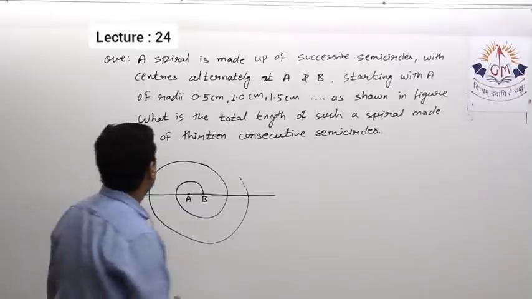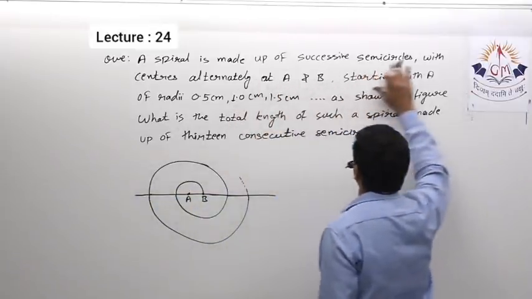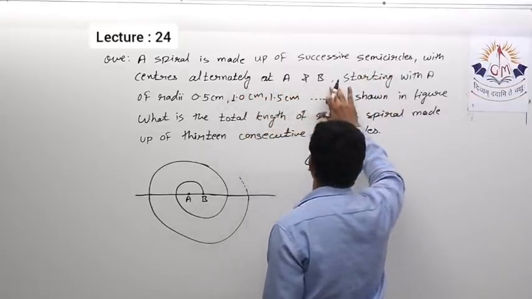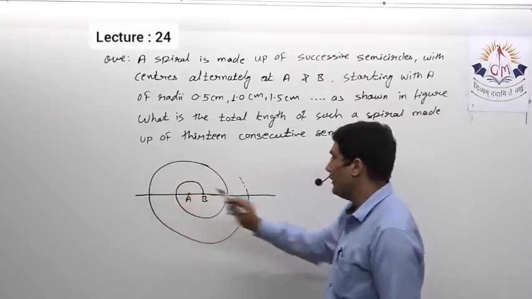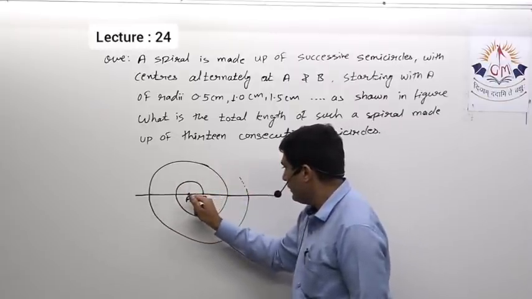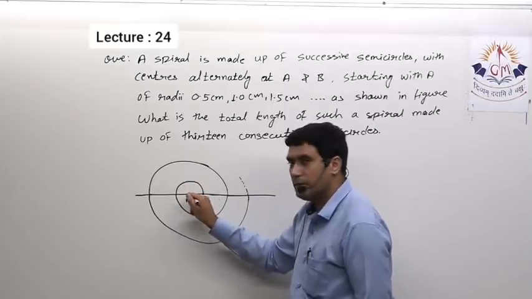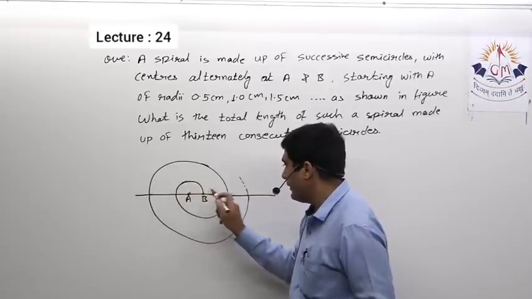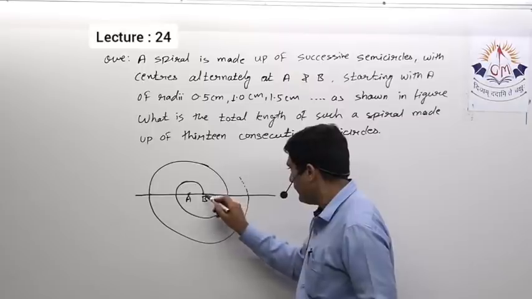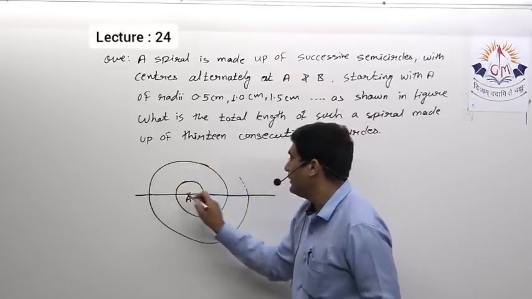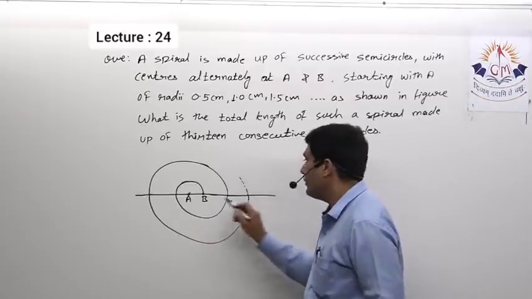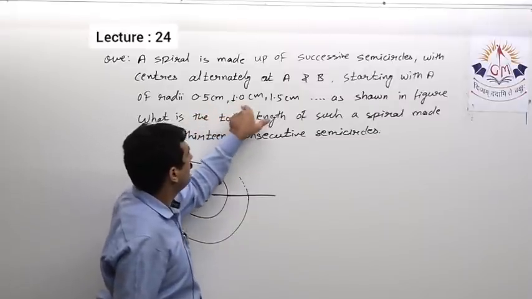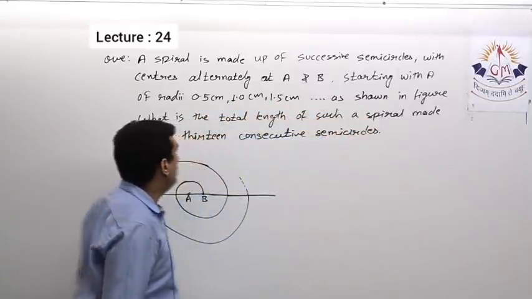Okay, so here is the next question. A spiral is made up of successive semicircles with centers alternately at A and B. Something like this is the diagram. So this is the spiral. It is made up of semicircles by taking first the center as A, then center B. So for this semicircle the center is A, for the next semicircle the center is B, for the third semicircle the center is A, and then again for the fourth the center is B. Now the radii of these semicircles are 0.5 centimeter, then 1 centimeter, then 1.5 centimeter, and so on.